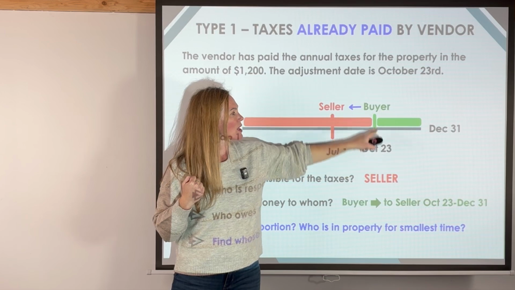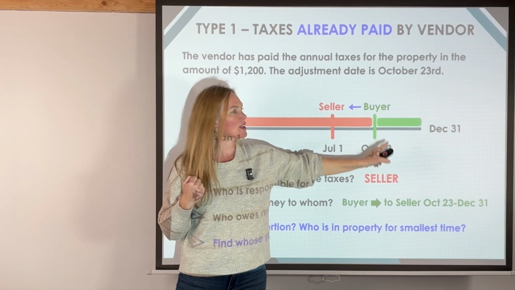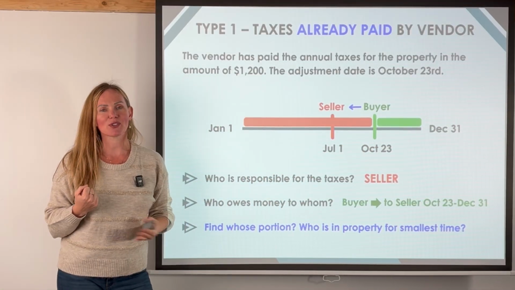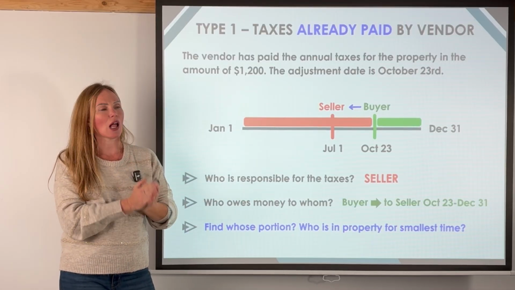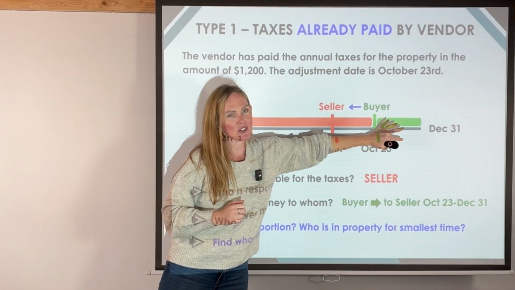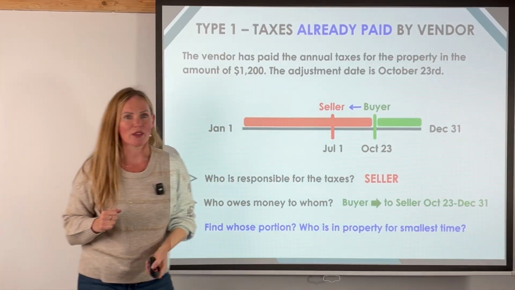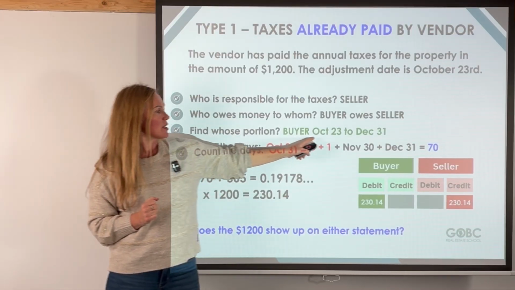What is this plus 1? I add this day back in, because if I do minus 23, this specific day is out. And the buyer is responsible for that day. So I always have to do plus 1. So when you do the calculation of the buyer's statement of adjustment, make sure that you do that plus 1. Okay, plus 1 in this case. Okay, so this is how many days in October.